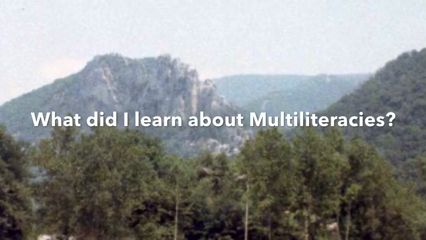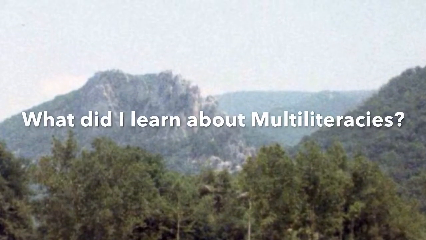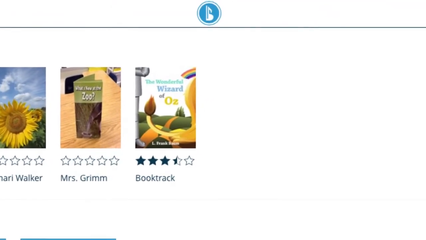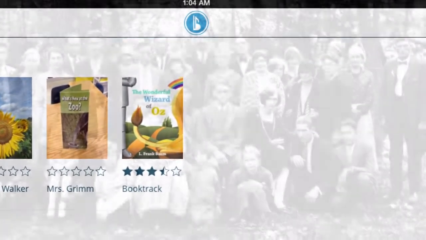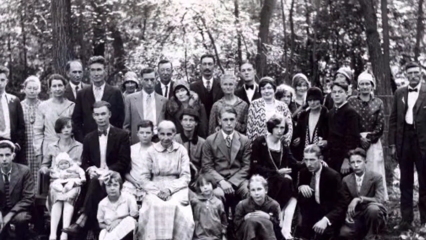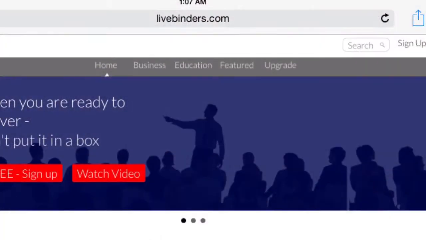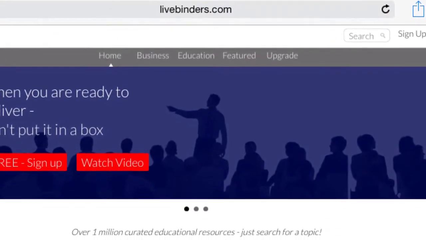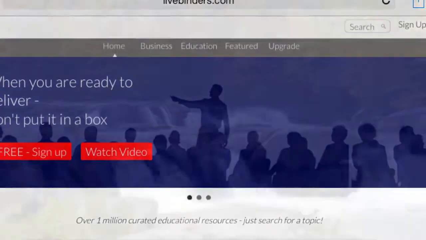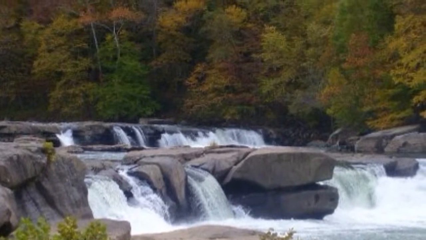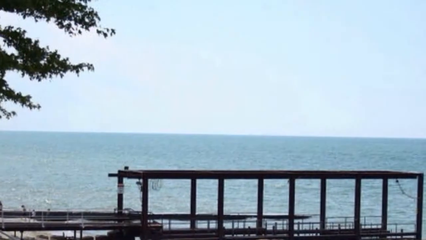What did I learn about multiliteracies? Before taking this class, I would not have been able to explain what multiliteracies were. After the completion of this class, I feel that I now have a more comprehensive concept of what multiliteracy is all about. I learned that due to the rise in information and communication media, the pedagogy of literacy has changed to include a multimodal approach.